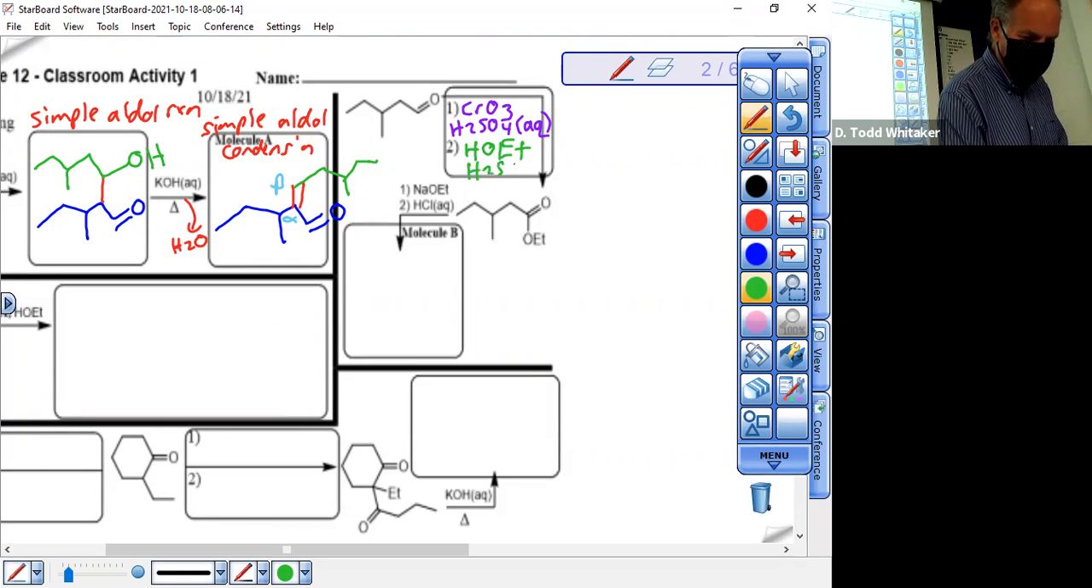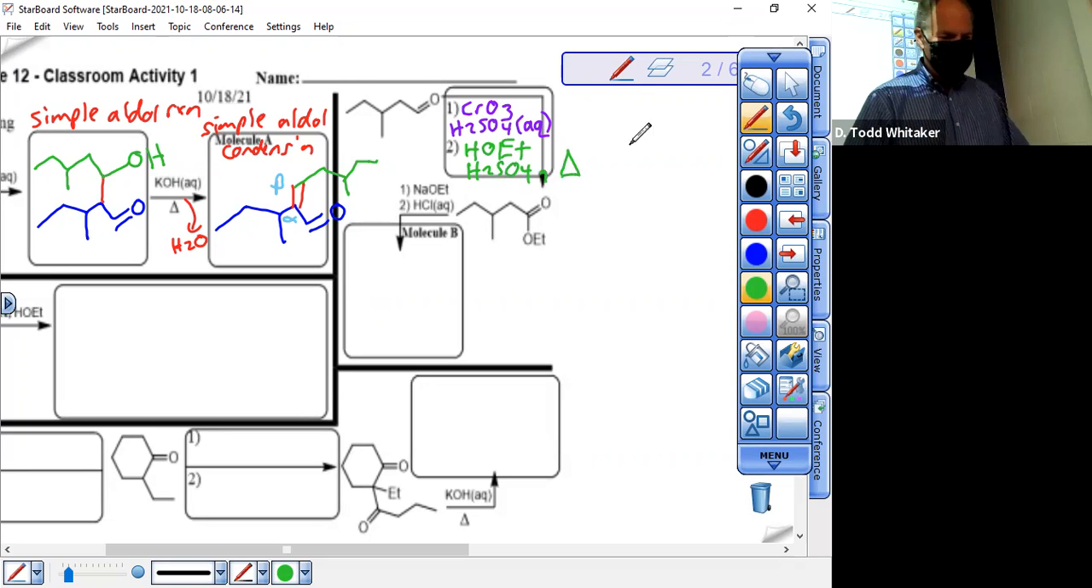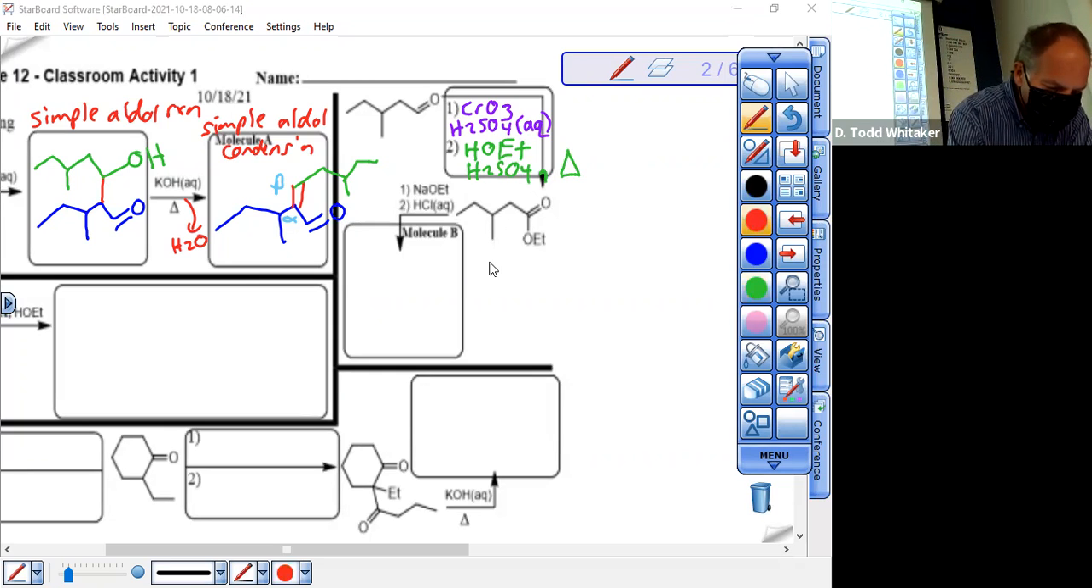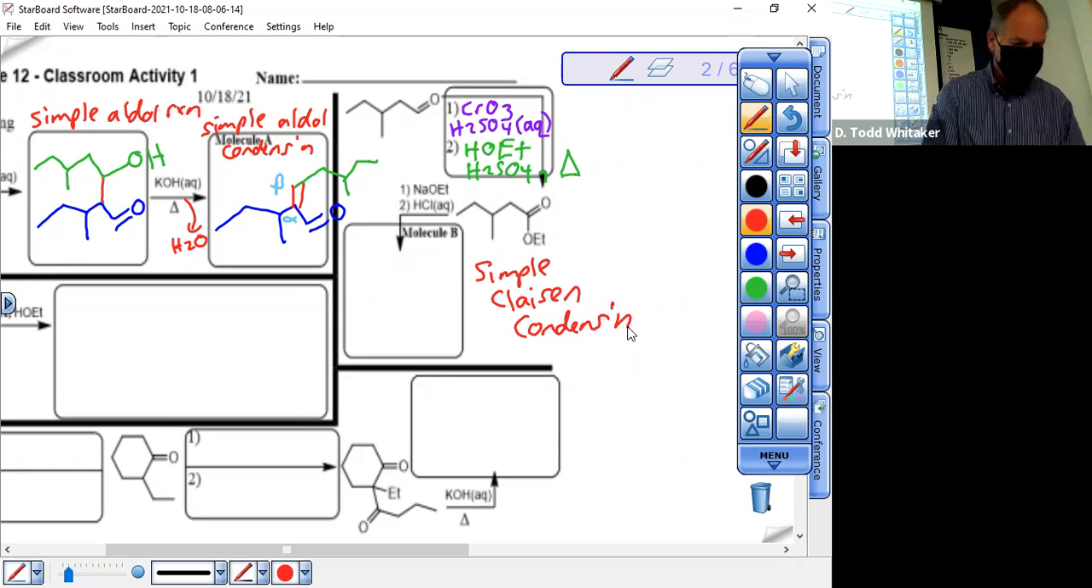And H2SO4. Typically, you require heat. I won't really grade that heat. If you forget it, that's not a big deal. And then we have the conditions that are a dead giveaway for a Claisen, a simple Claisen condensation. What are the conditions?